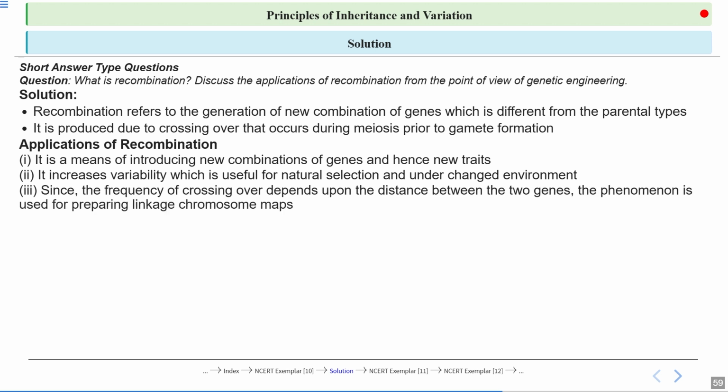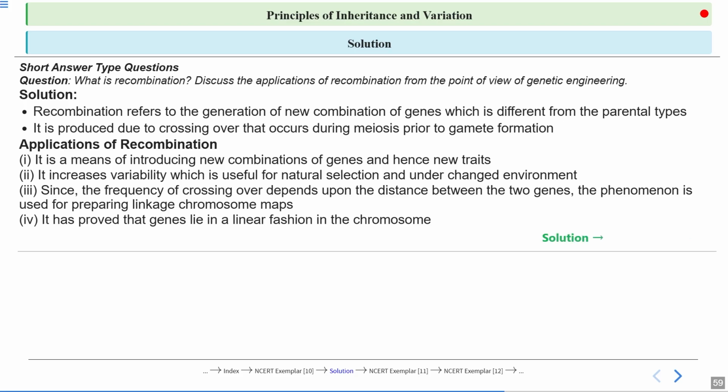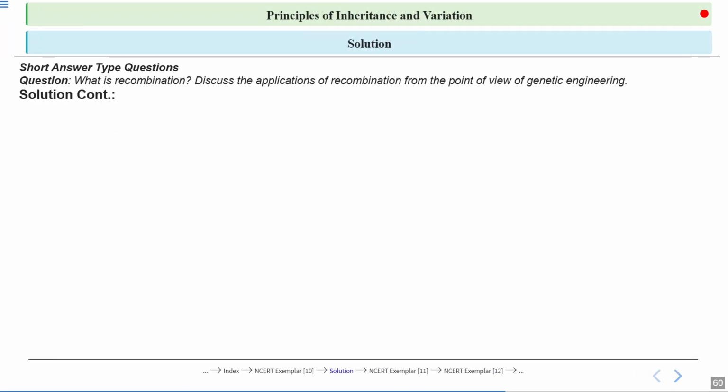Frequency of crossing over depends on the distance between the two genes. Okay. So the percentage recombination or frequency of recombination is more if the distance between the genes is more. And percentage recombination is also used to calculate the distance between the two genes. And this can be used for making genetic maps. Clear? Now it has been proved that genes lie in a linear fashion on the chromosomes. So during crossing over, there is an exchange of the genetic material, or you can say an exchange of the genes. So due to this, new combinations of the genes are formed.